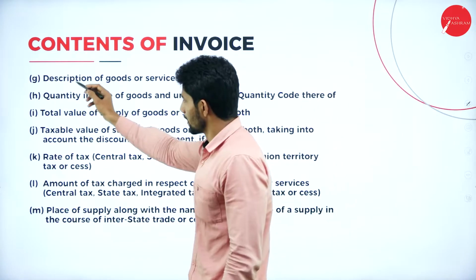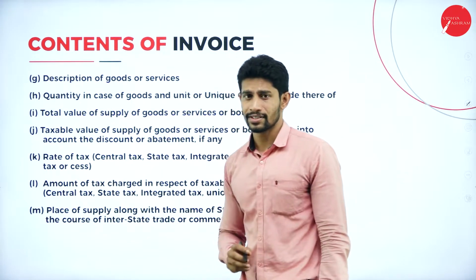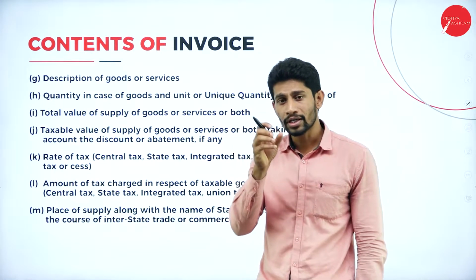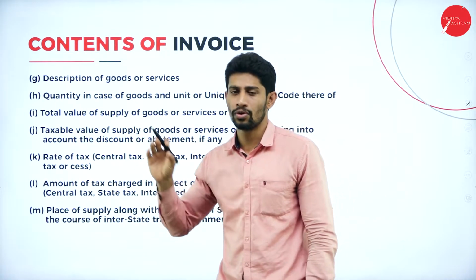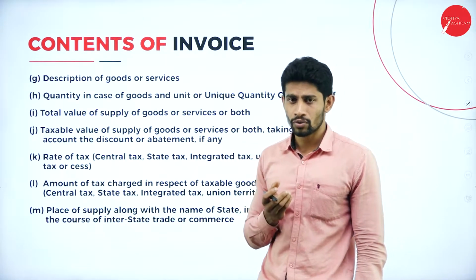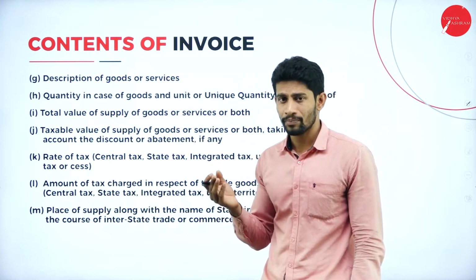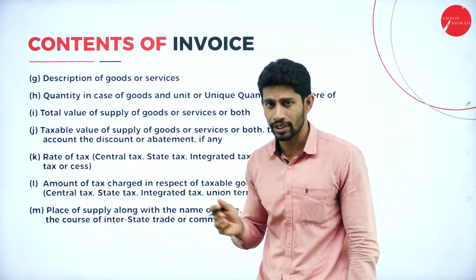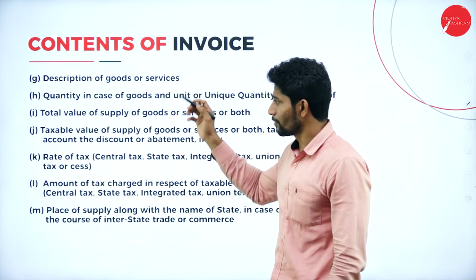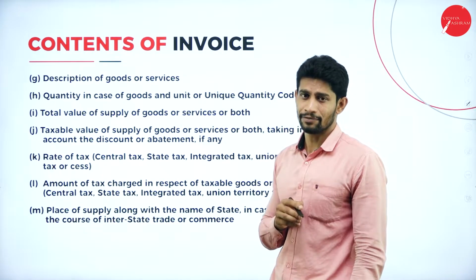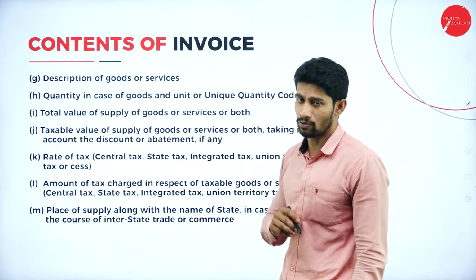Moving on, description of goods or services. Yes, in an invoice, you can easily find what kind of goods is sold, what is the quantity of those goods, whether it's 1 kilo or half kilo, or what is the measurement of those goods, whether it's 1 feet or 2 feet. That information will be given and you can easily make it out in the tax invoice.